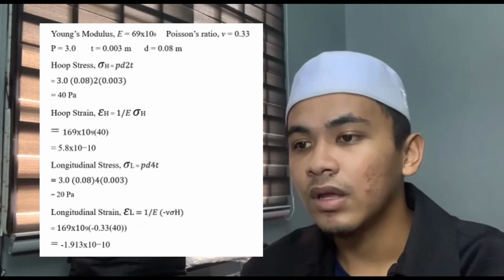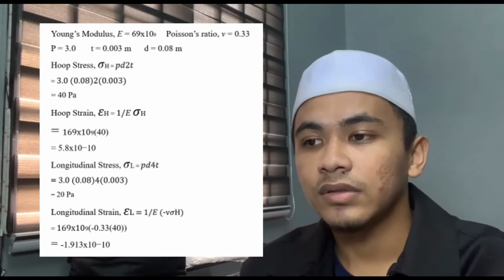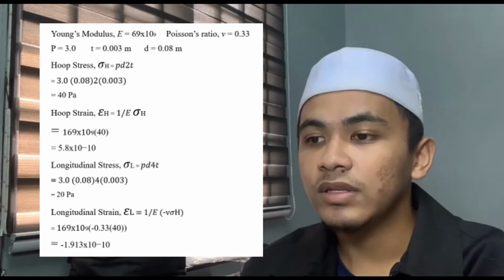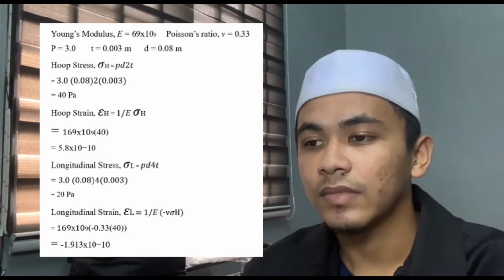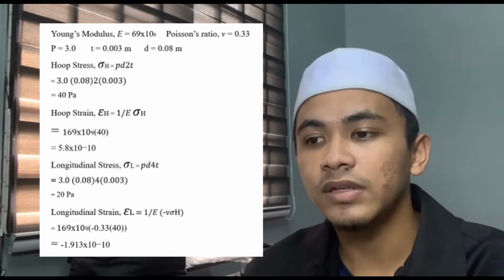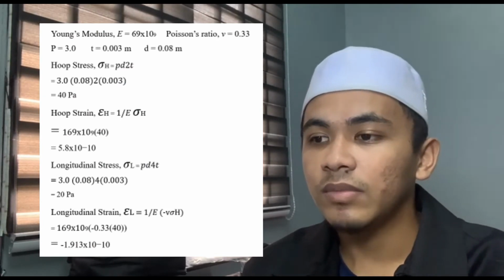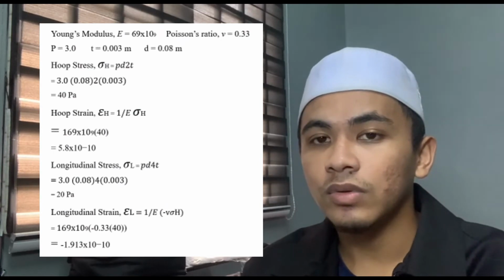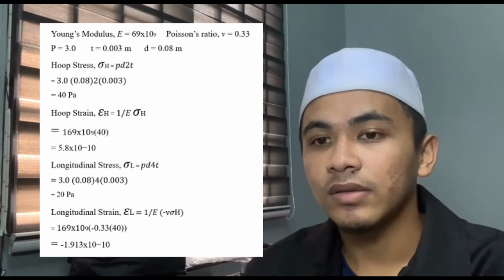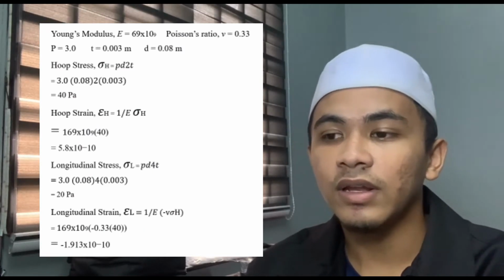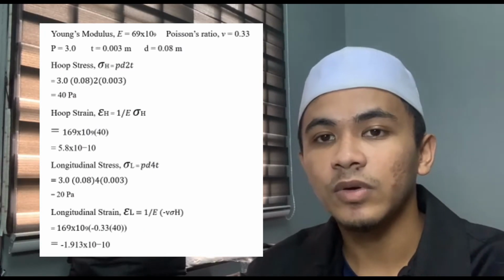The next one, longitudinal stress. The formula is PD over 4T, and the answer we get is 20 Pascal. The last one for open end thin cylinder is longitudinal strain, which is 1 over E multiply negative V, Poisson ratio, multiply the hoop stress. Okay, and the answer is negative 1.913 multiply 10 power of negative 10.